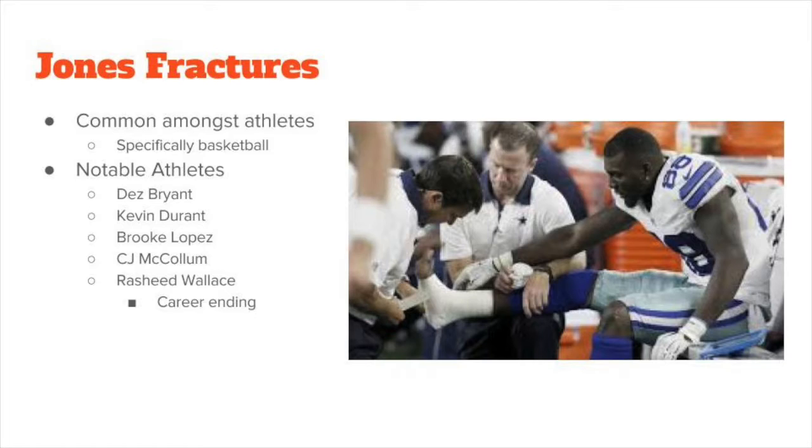Jones fractures are most common amongst athletes, particularly in basketball and football. Kevin Durant is most notable for his Jones fracture approximately 2 years ago, but other players who have suffered from Jones fractures include Brook Lopez, C.J. McCollum, and Rasheed Wallace, whose Jones fracture helped end his career. In addition, Dallas Cowboys wide receiver Dez Bryant also suffered from a Jones fracture.